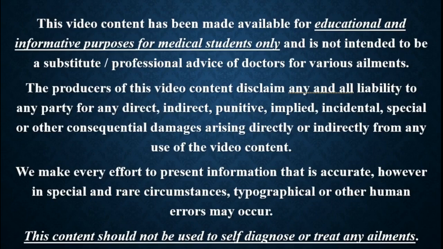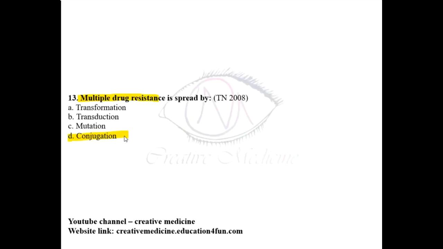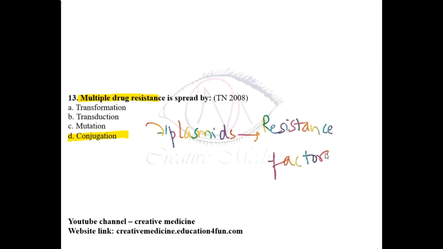In this lecture, we will learn about this. It is mainly spread by plasmids. Plasmids are extra chromosomal genetic material which has a resistance factor. This resistance factor is responsible for the spread of multiple drug resistance.